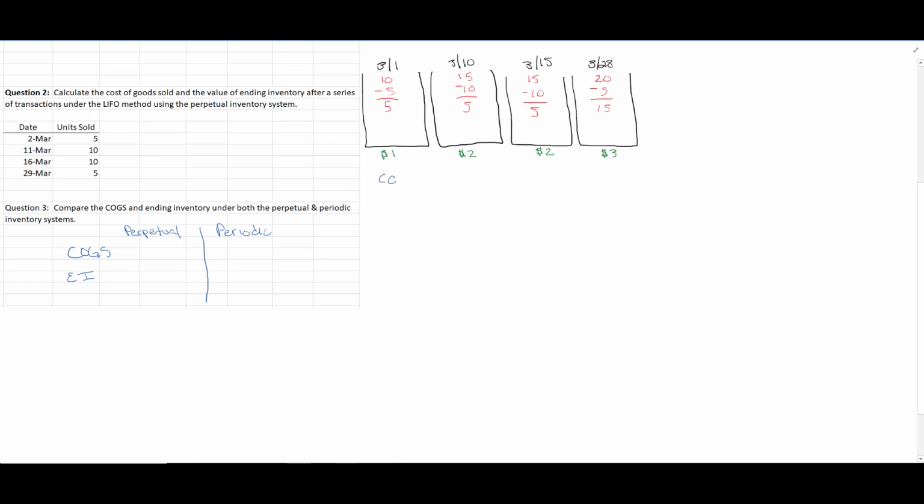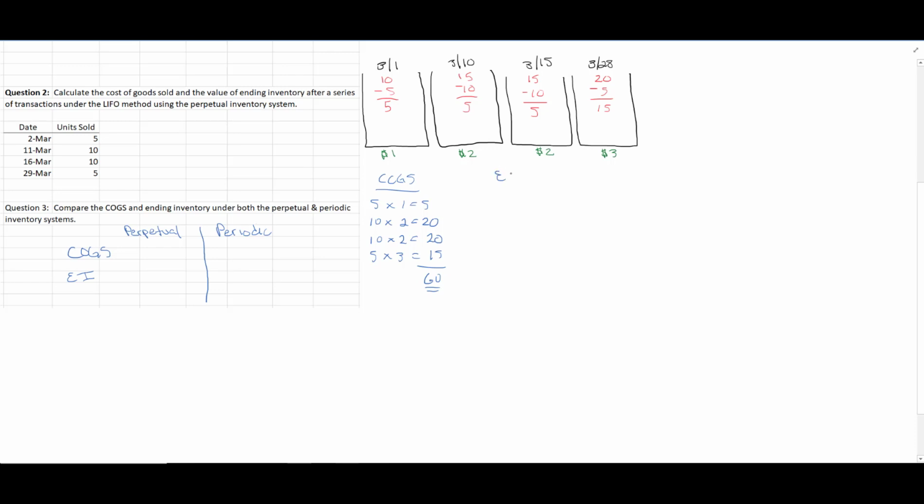Let's take a look at our cost of goods sold here. Under our cost of goods sold, we sold 5 units at $1 a unit. We sold 10 at $2 a unit. We sold 10 at $2 a unit. And we sold 5 at $3 a unit. So our cost of goods sold under the perpetual inventory system is 60.